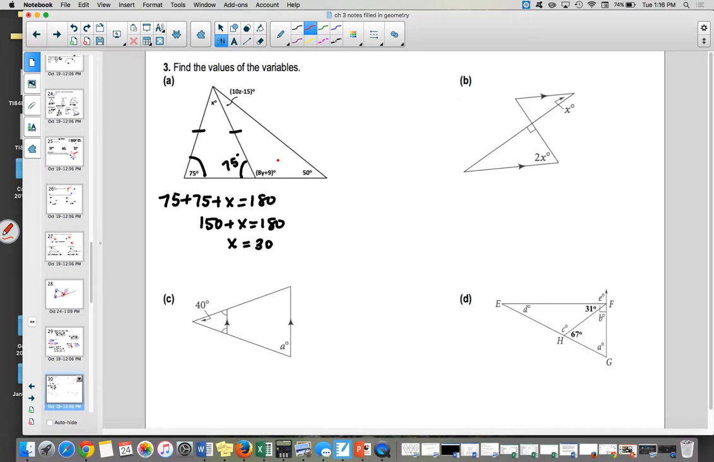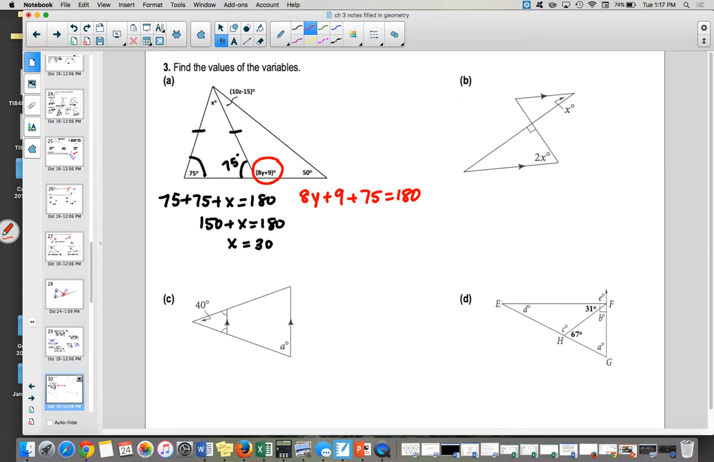So how about right here with the y? What's an equation I can set up with y? 8y plus 9 plus 75 equals what? 180. Colin's so excited. Yes, it does equal 180 because it's a linear pair, right? Do you guys all see that? They're right next to each other. Plus 75 equals 180.